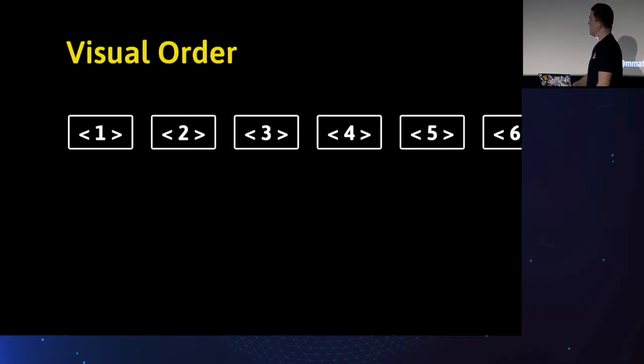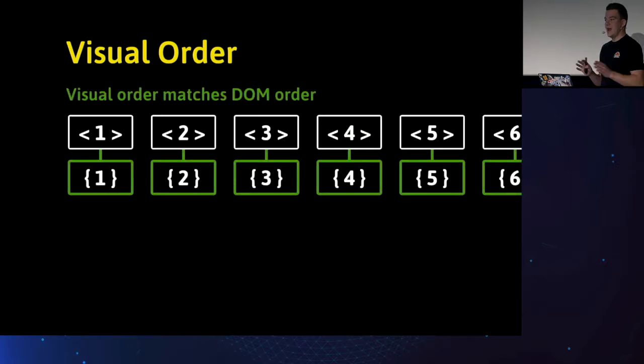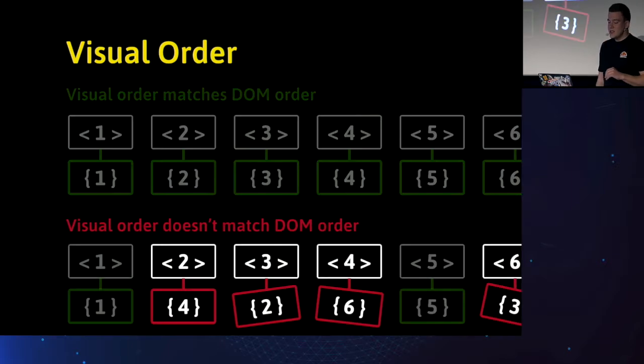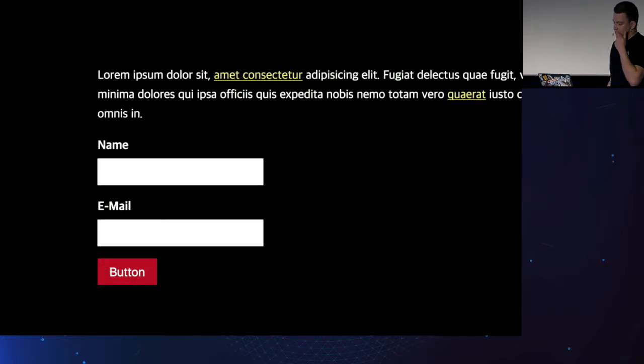So if we have a document with a few elements and the visual order matches the DOM order, everything is fine. But as soon as we start changing visual order, we might get a mismatch between DOM order and visual order, and this can be problematic for some people. Let me give you an example. Let's say we have this paragraph with a few links and a form.